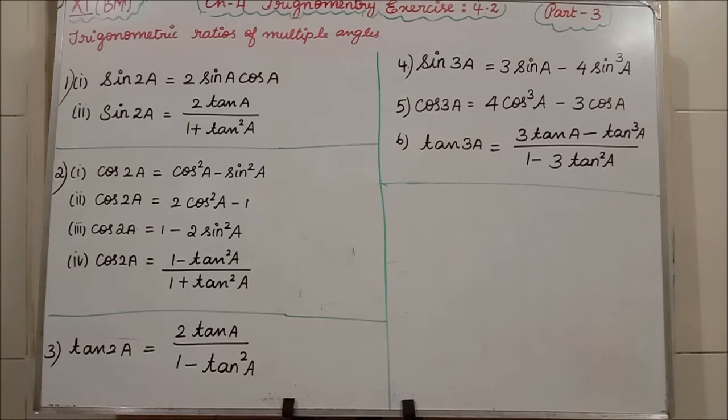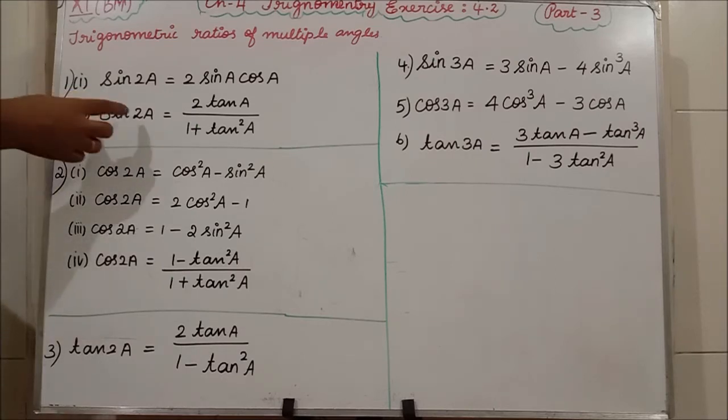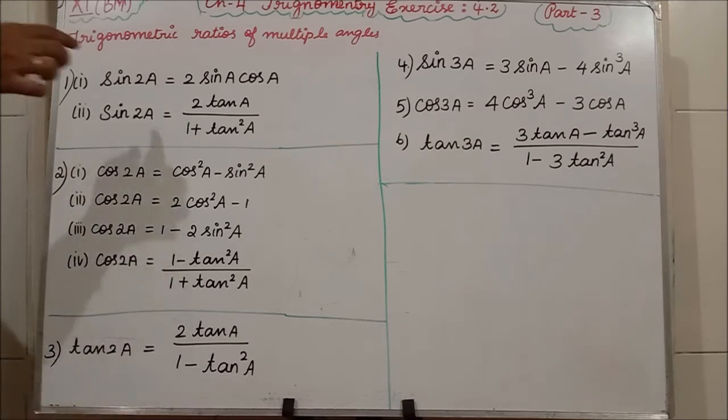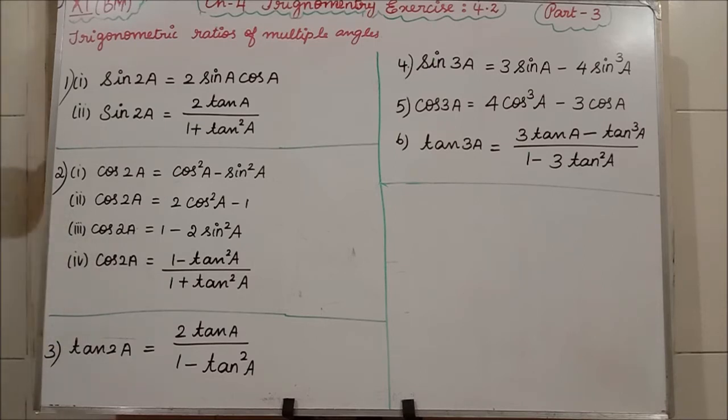Okay, so now if you see, for sin 2a we are having two formulas, for cos 2a we are having four formulas, for tan 2a we are having only one formula. Based on the value they have given in the question, we have to select the formula. Suppose in the question they are asking to find sin 2a, you have two formulas. If they have given the value of tan a, then you have to select this formula. Clear? If they have given the sin a and cos a values, you have to use this formula. According to the value given, you have to use the formula.